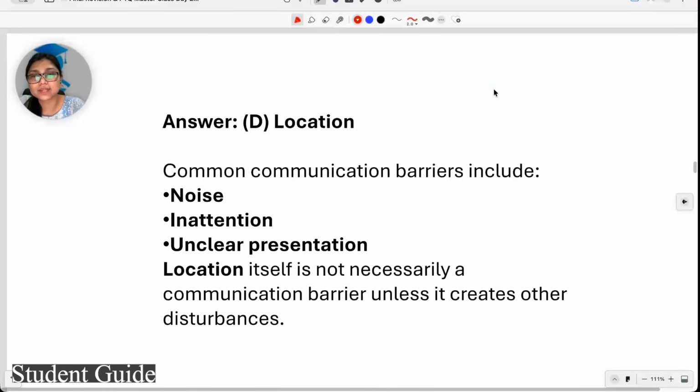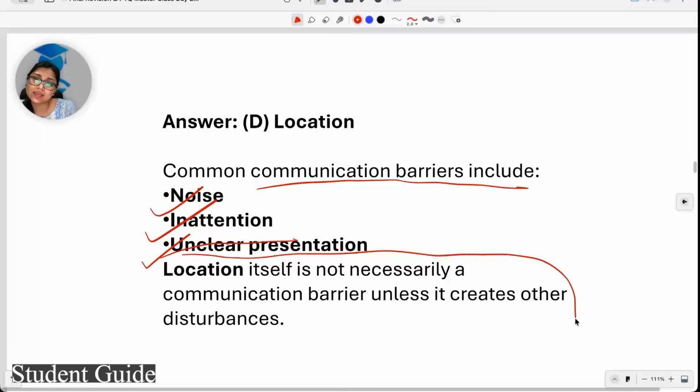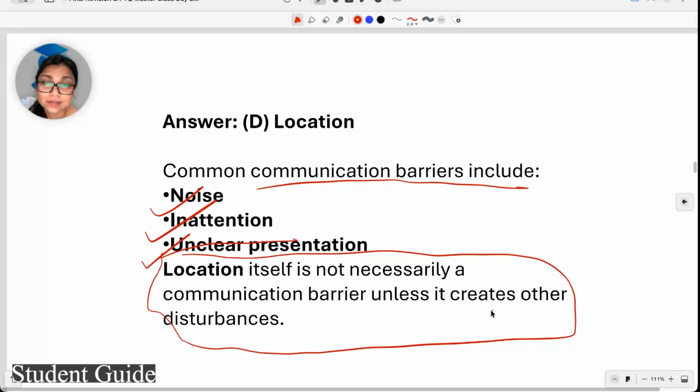Again, we have given an explanation. So the common communication barriers include noise, inattention, it means someone is not giving attention, then unclear presentation, unclear graphics, and then in terms of location, it is not necessarily a communication barrier unless it creates some disturbances. If your location is not creating any disturbances, then it cannot be a barrier for communication. Okay. So as I'm saying, you have to mark the most appropriate or most logical answer. If there is some other logical answer, you need to go for that too.